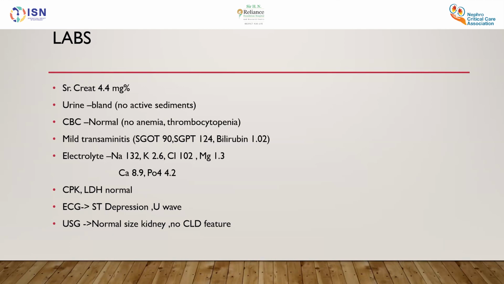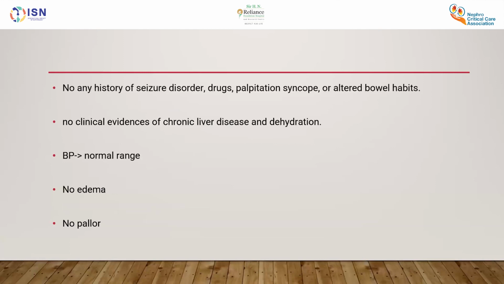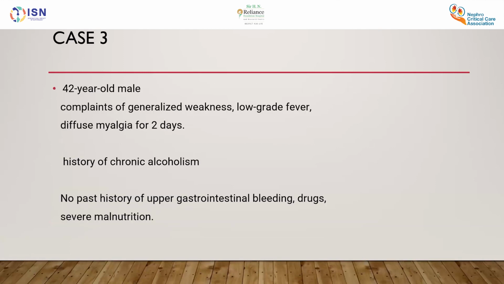Can you go to the first slide, the history slide? 42 male, generalized weakness, low grade fever, myalgia for 2 days. History of chronic alcoholism. No past history of upper GI drugs and others. So, is there severe malnutrition or no history of malnutrition? No history of malnutrition.